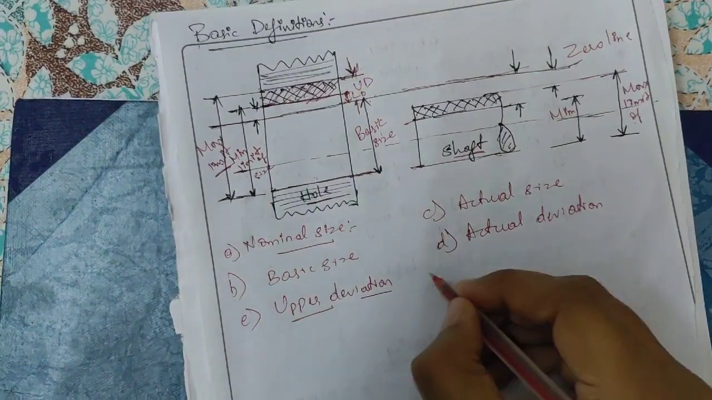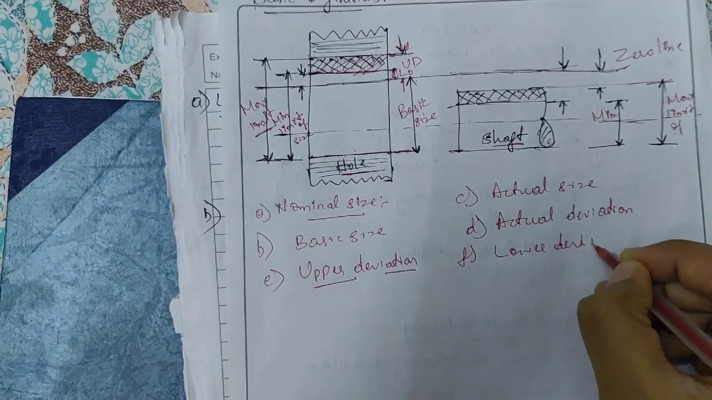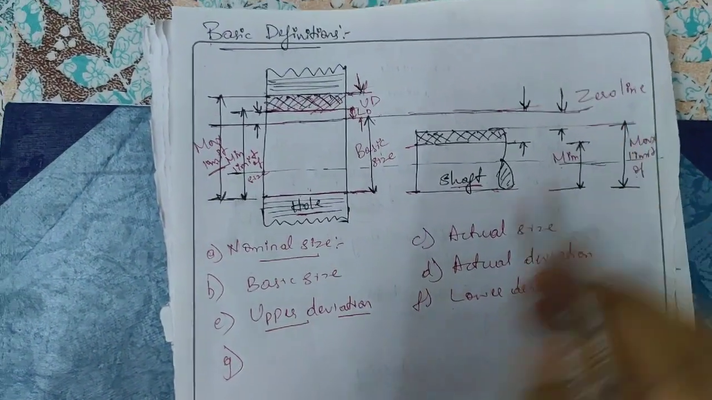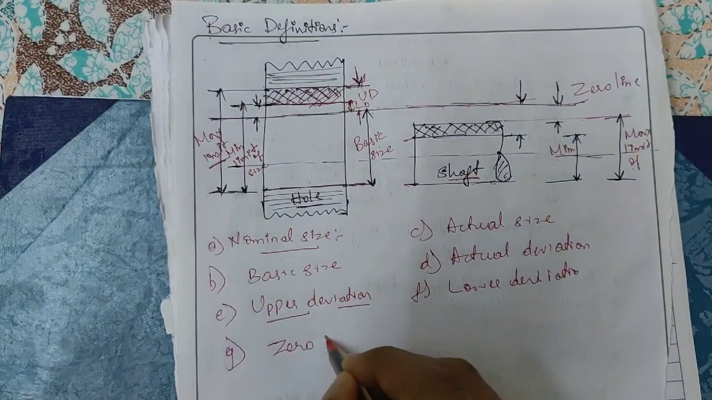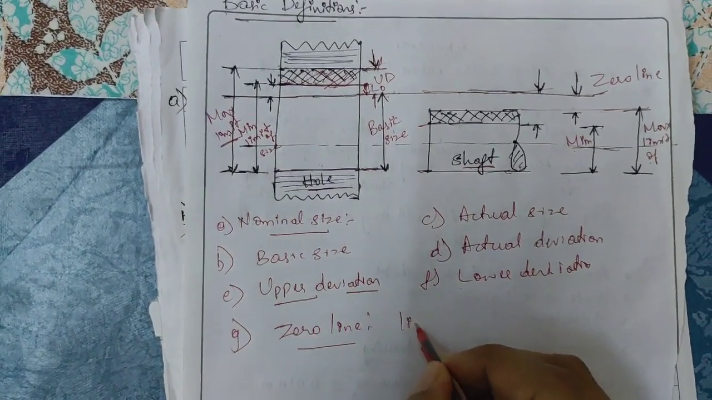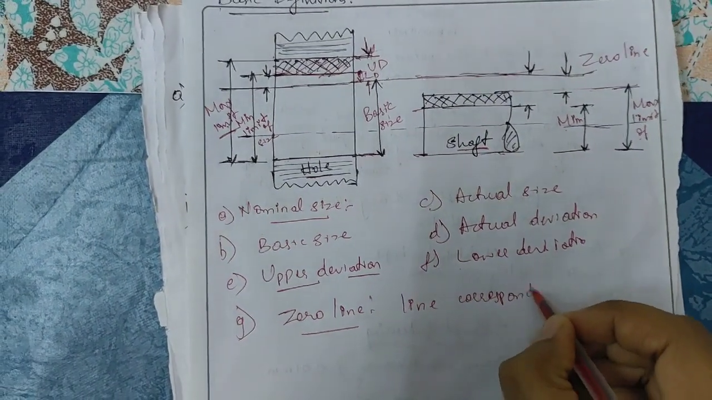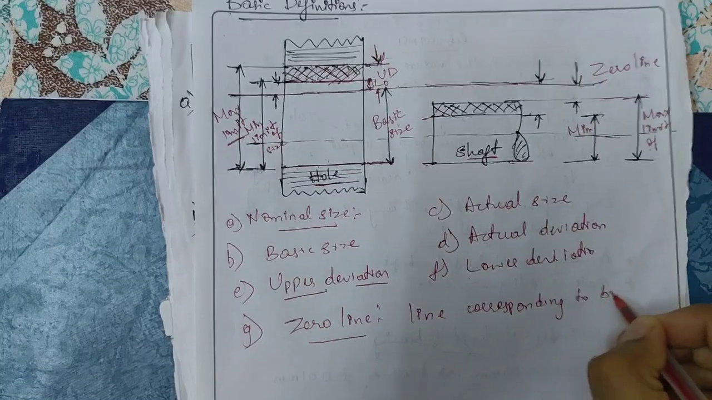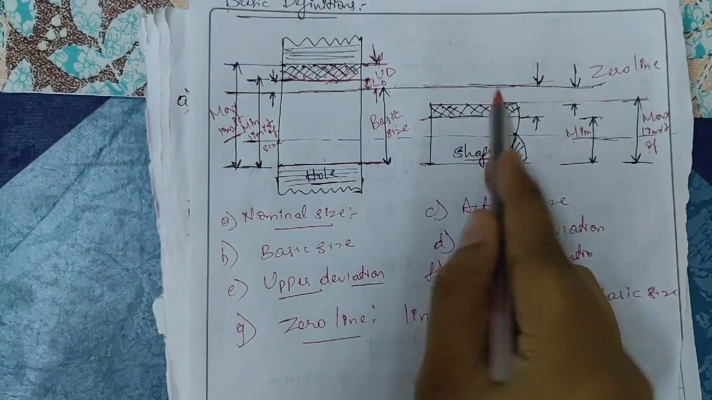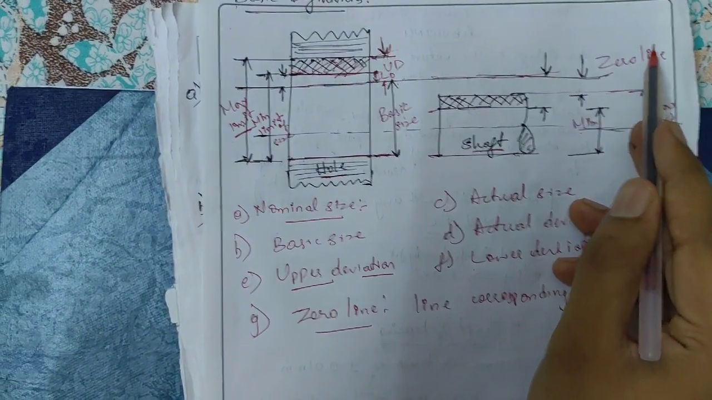Next, the upper deviation and the lower deviation are very important with respect to the zero line. Zero line is nothing but what? It is corresponding to the basic size. This is a line corresponding to the basic size. The line corresponding to the basic size we can call it as what? Zero line. It's a graphical representation of limits and fits.